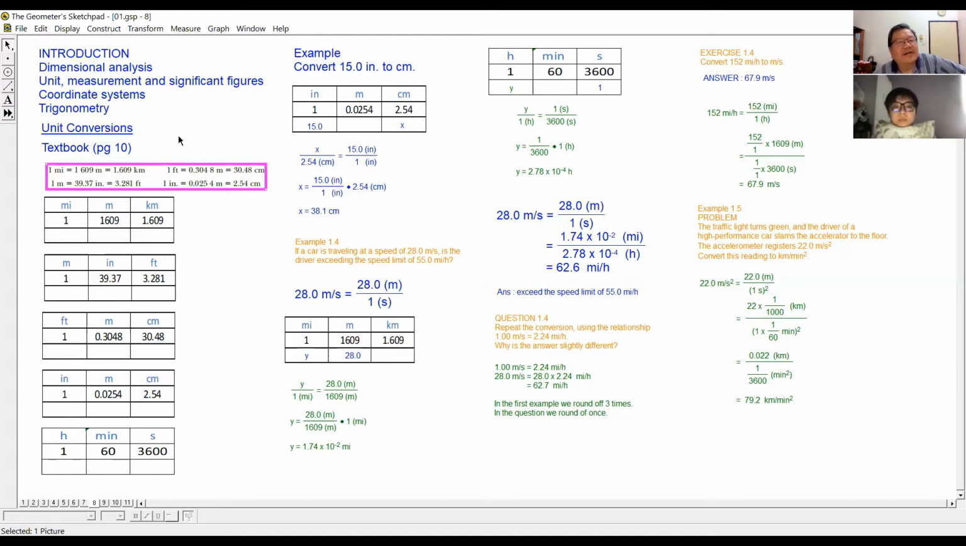And it is 30.48 centimeters. Then we go on to the inch. 1 inch is 0.0254 meter, or 2.54 centimeters. Now I use these numbers and I build up a table.